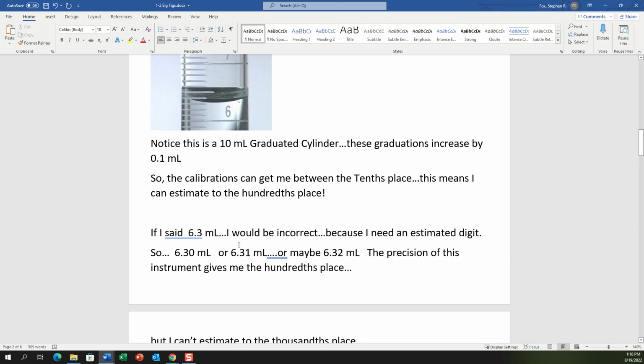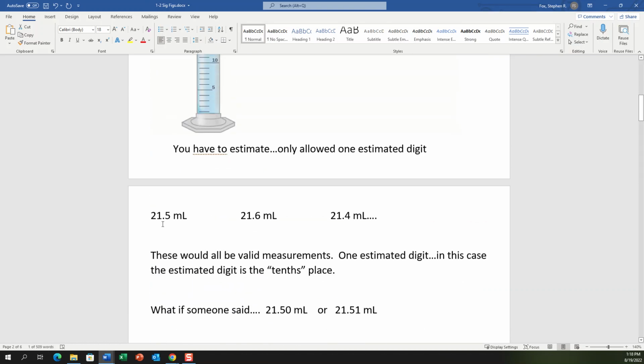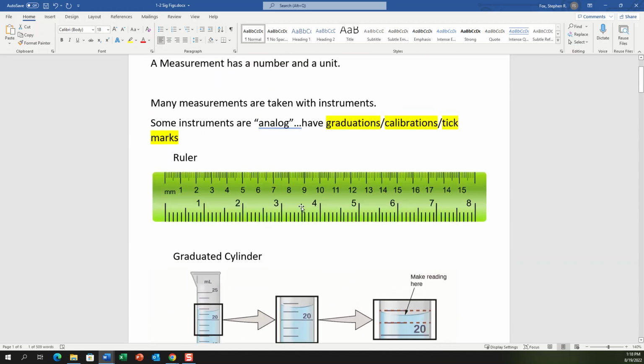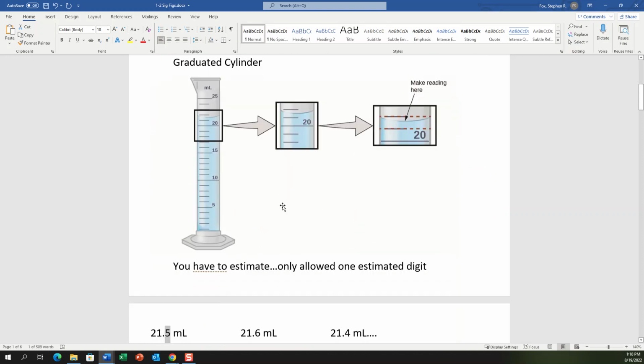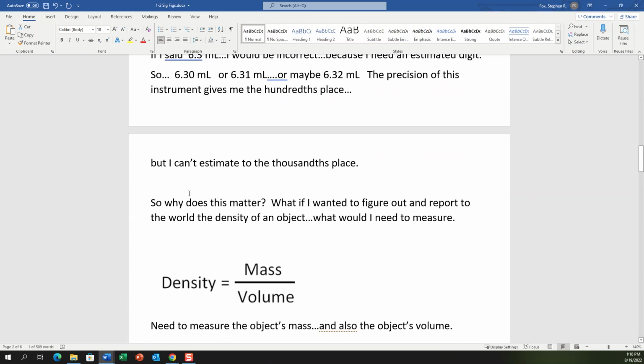So this graduated cylinder gets me to the 100th place, whereas this graduated cylinder only gets me to the 10th place. Okay, and it's based on the smallest calibration, or the smallest graduation, on whatever you're using to measure. The same rule applies if you're using a ruler. Anything that has graduations, anything that has calibrations, anything that has tick marks. Okay. So why does this matter?